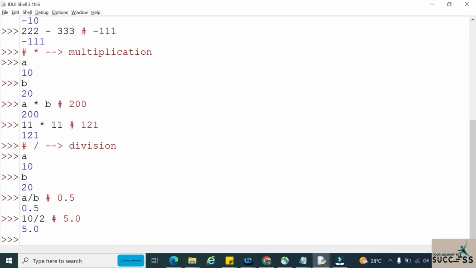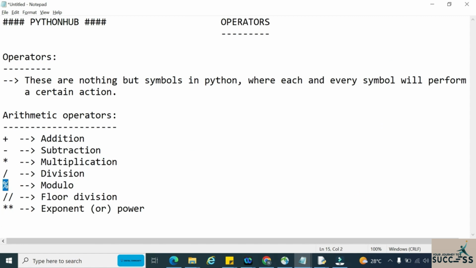Now I hope all of you understand this division operator as well. Let us move to the next operator, that is nothing but modulo.